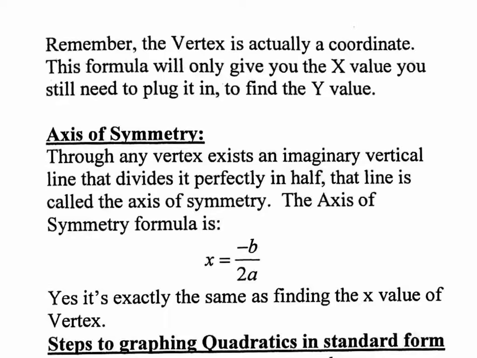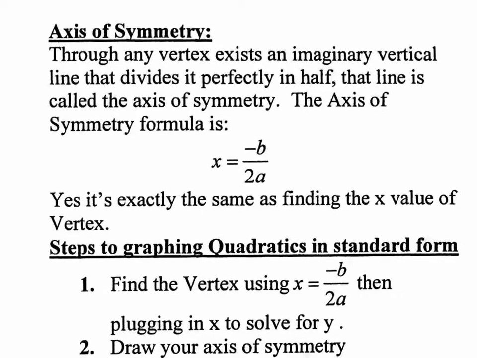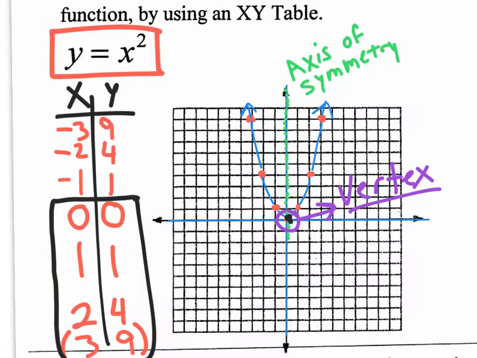Not only that, we already talked about the axis of symmetry. The axis of symmetry is that green line that divides a parabola perfectly in half and goes right through the vertex. Now, since the line of the axis of symmetry is always going to be vertical, it's going to be x equals a certain value. In this case, it's x equals 0 because my dotted line of the axis of symmetry goes right through the x value of 0. But the truth is, the formula for the axis of symmetry is going to be the same exact formula for the vertex.